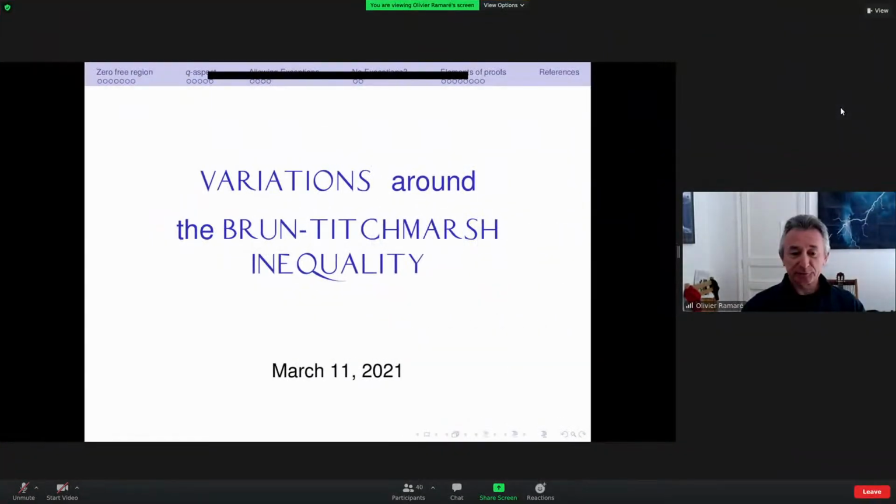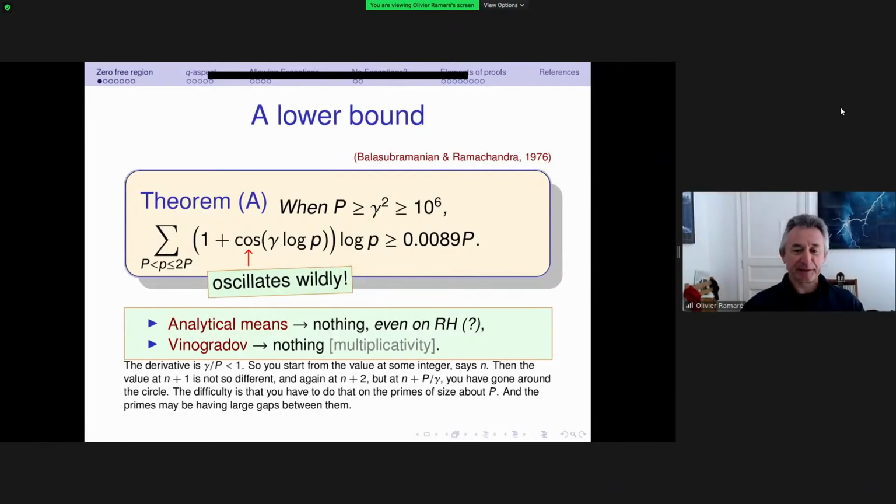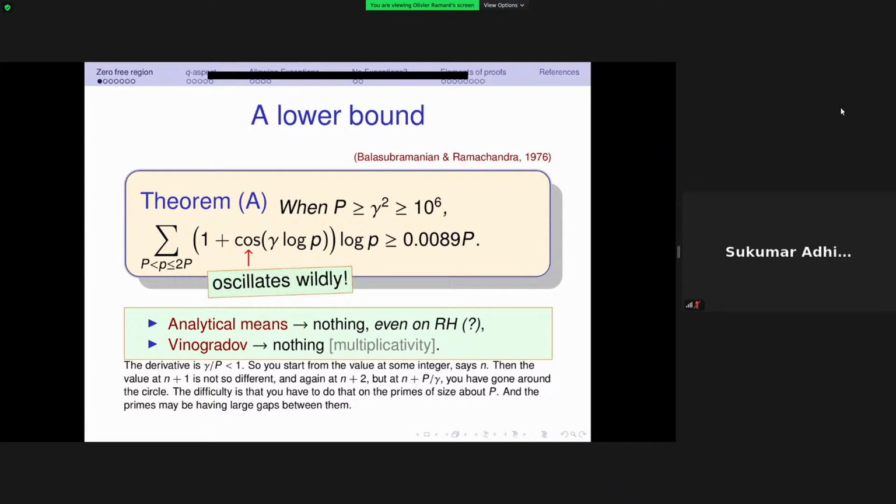Okay. Today I decided to go through a very early result of Balu, from 1976, a very long time ago. I decided to show you this result because it's very flexible, and so the method may be used most probably in many different circumstances. Also, I'll go slowly.